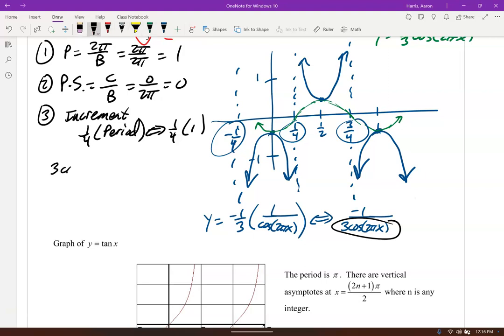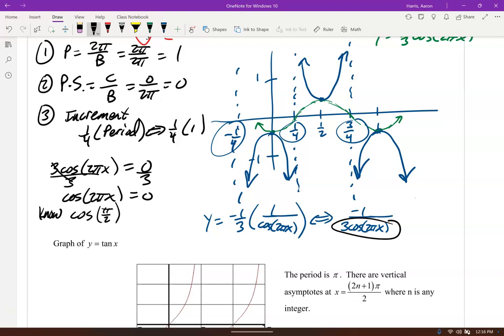So where is 3 cosine 2 pi x equal to 0, right? Well, if I divide by 3 on both sides, I'll get rid of that, whereas cosine 2 pi x equals 0. Well, we know cosine of pi halves, for example, is 0, right? And then the cosine of 3 pi halves is 0. And the cosine of 5 pi halves and so on. So let me do it in general form. The cosine of pi halves plus n pi is 0.